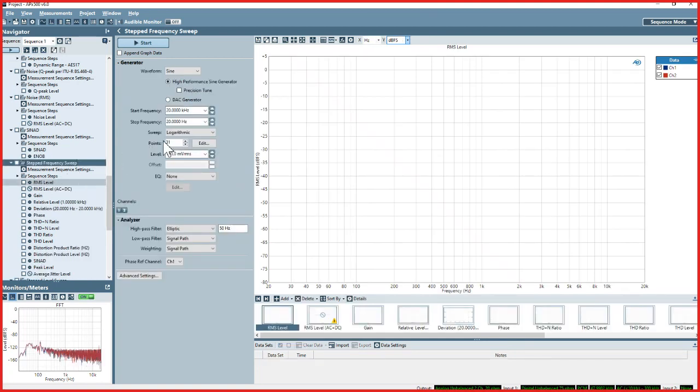And then what we can do is take a look at, let's call it the transition and stop band response of this device. So we're going to do a frequency sweep from 20 kilohertz to 30 kilohertz.